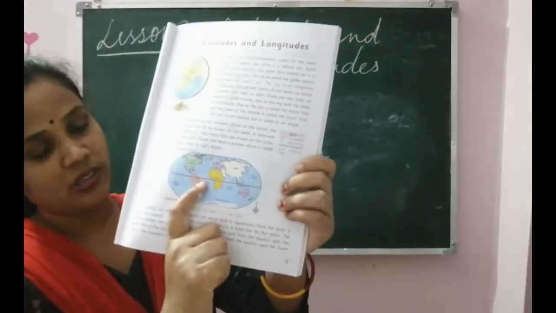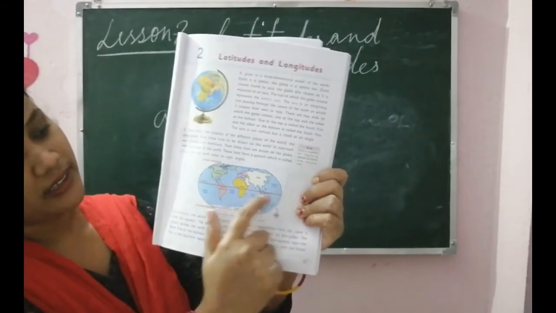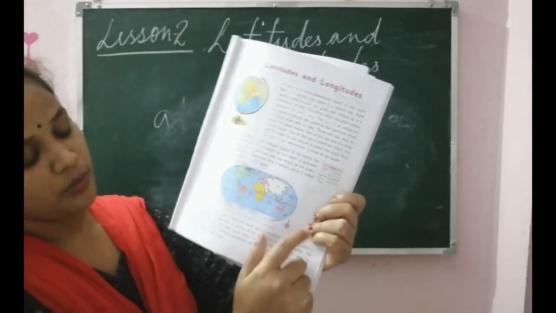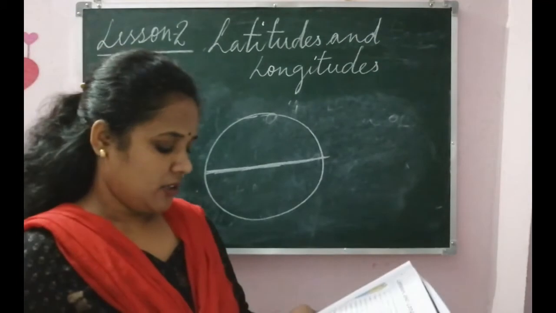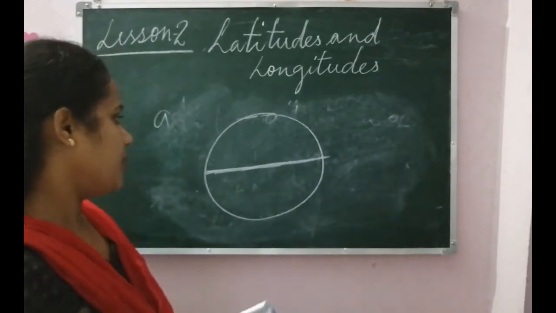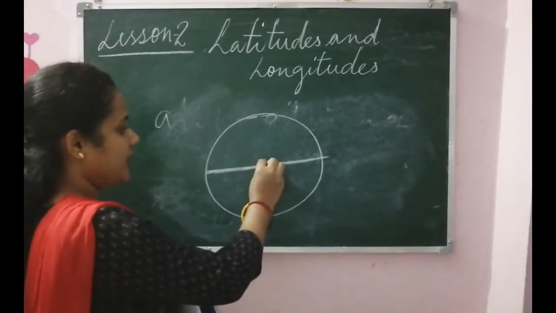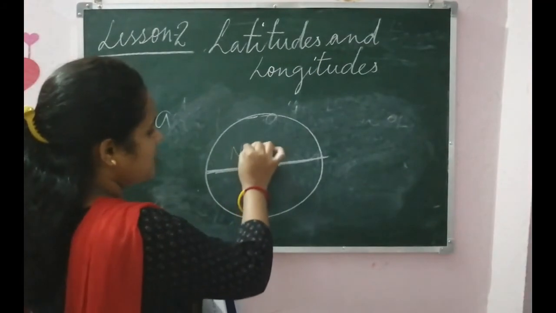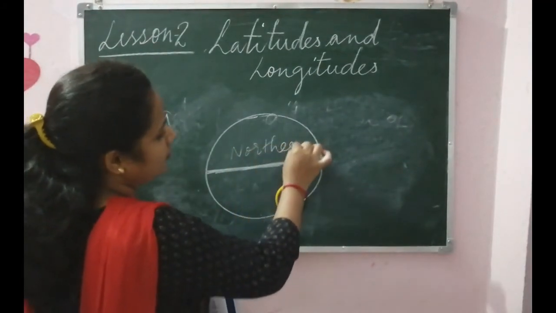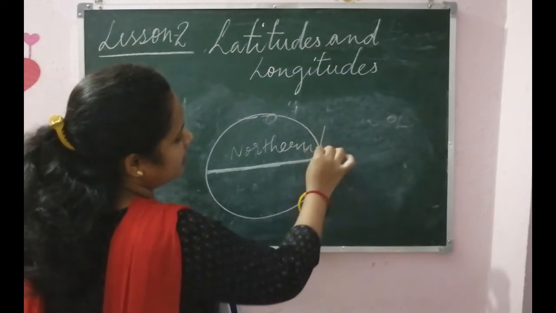See, in this picture it is a bold line. The equator is shown with a bold line. The equator divides the earth into two equal parts. So two equal parts it has divided. The north is called your northern hemisphere. I will write here hemisphere.